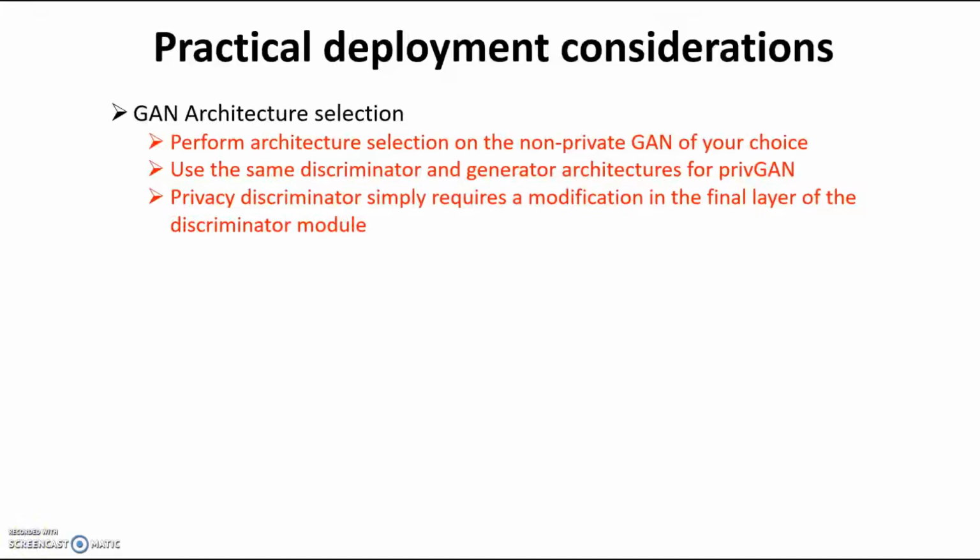There are several practical deployment considerations while using privGAN. The first is GAN architecture selection. We recommend performing architecture selection on the non-private GAN of your choice, and then use the same discriminator and generator architectures for privGAN. The privacy discriminator, which is the additional module found in privGAN but not in other GANs, is simply a minor modification to the regular discriminator modules, and requires a modification in the final layer as described in the paper.